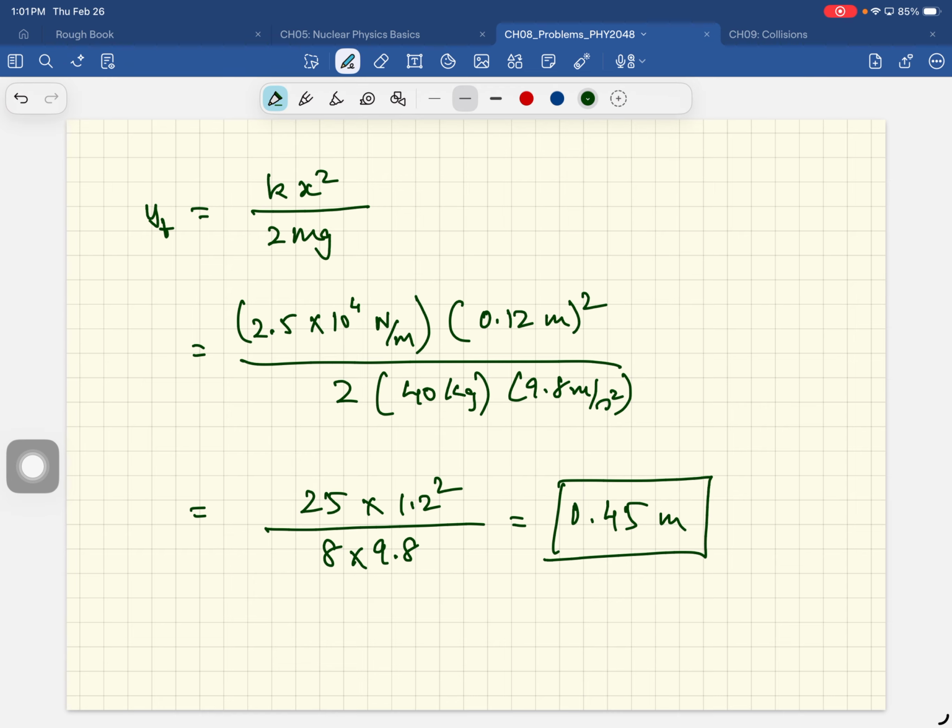So 45 centimeters. The child rises 1.5 feet. That was roughly Michael Jordan's vertical leap from standing still. So Michael Jordan had springs in his legs.